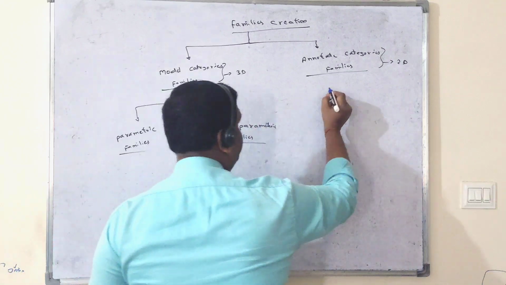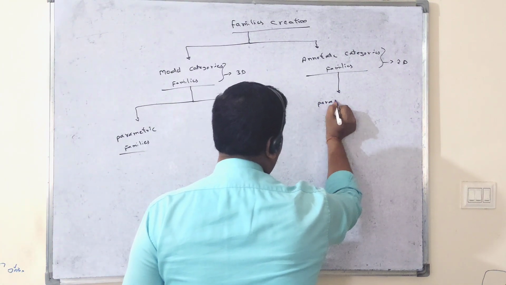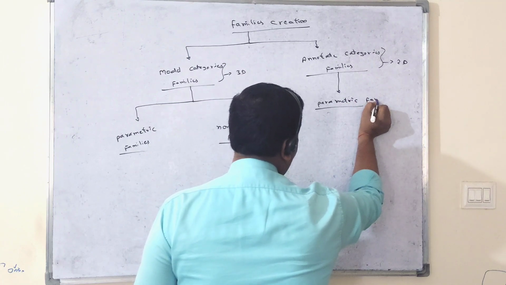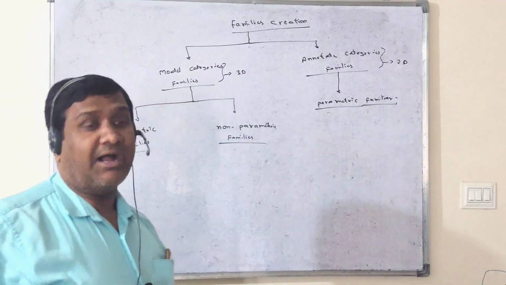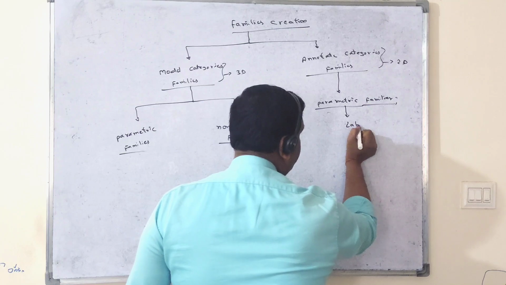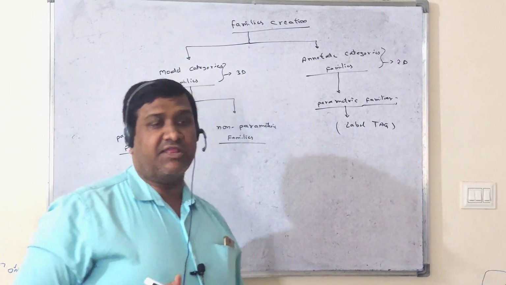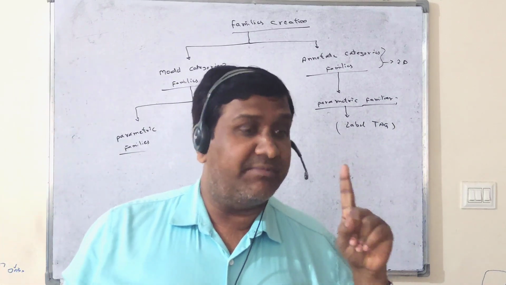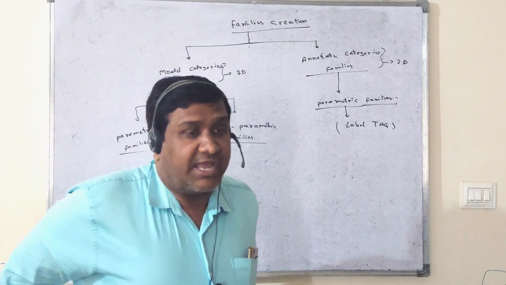In annotate there is only one type, parametric only. There is no non-parametric, because when we create any annotate family, we have to give all the parameters, and only then will it be updated. Those parameters we call labels, or label tags. So in annotate, we create only parametric families, and that parametric family, that tag, we call a label tag.